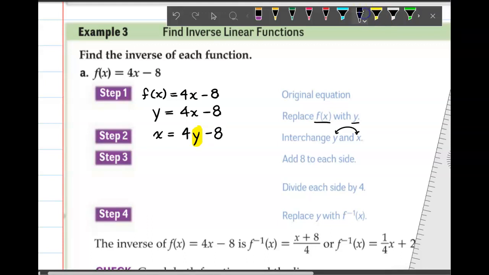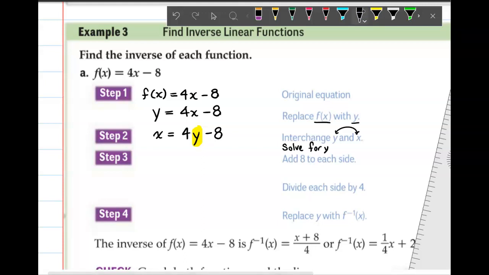In fact, we could add that to our line of instructions here. Solve for y. To do that, we're going to add 8 to each side. On the right side, the 8's cancel out, and I'm left with 4y. On the left, x and 8 are not like terms, so they just stand next to one another. Then I divide each side by 4, because again, my goal is to get y by itself.